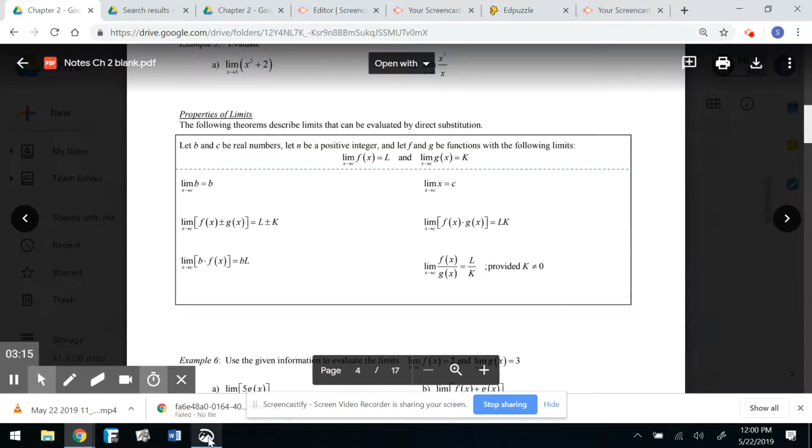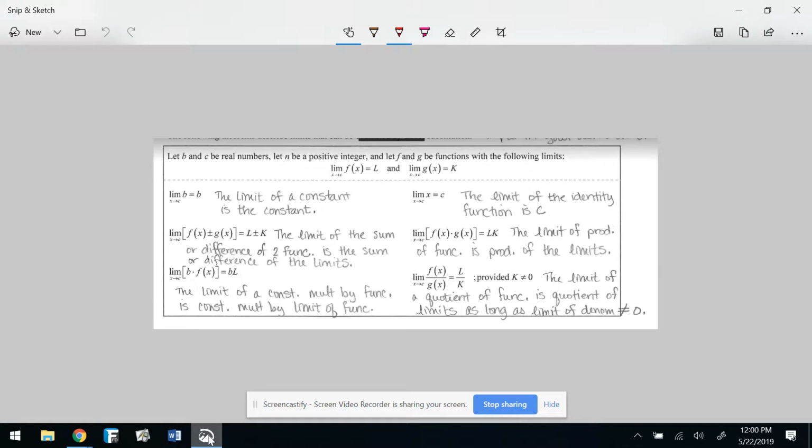To save some time here, I'm going to fill these in for you. Go ahead and hit pause, and you can fill these in. Let b and c be real numbers. Let n be a positive integer. Let f and g be functions with the following limits. The limit as x approaches c of f of x is equal to L. The limit as x approaches c of g of x is equal to k. Remember, it's okay that they equal different y values, L and k, because we're dealing with 2 different functions here.